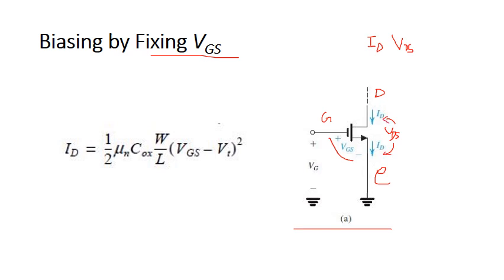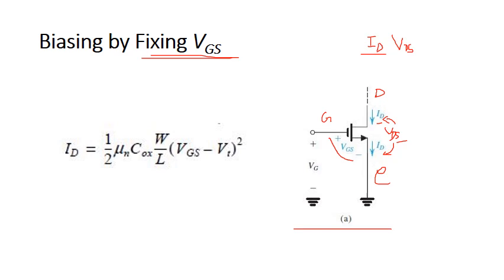To select an appropriate operating point, the drain current and the VDS voltage should be stable. So that is done by biasing, that is done by fixing the VGS. So this method of biasing is not an appropriate method. So with this, we may not obtain a constant ID or a stable ID. So let us check what happens.